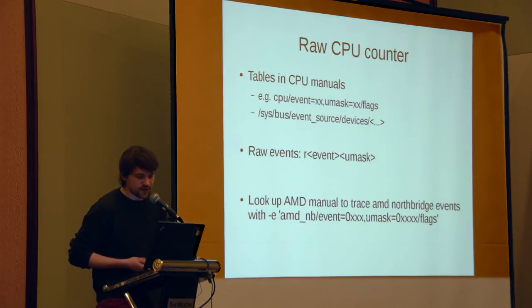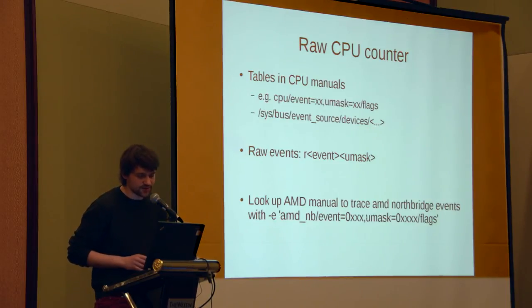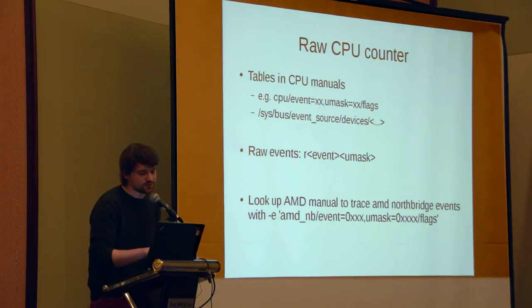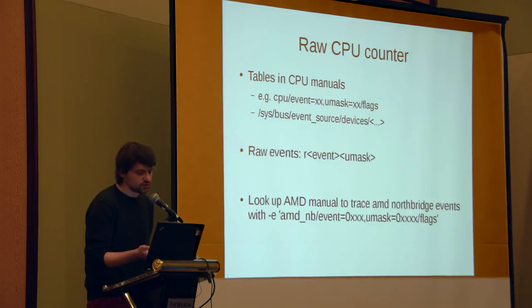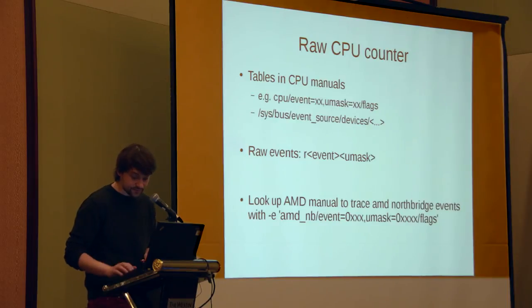You can also specify raw events. I don't have any good examples for that right now because perf mostly covers all cases for Intel CPUs, and AMD CPUs are also specified pretty easily by looking up the tables in the manuals and using amd_nb, NB for Northbridge, and specifying the event and the mask value and the flags like pp, kernel only.